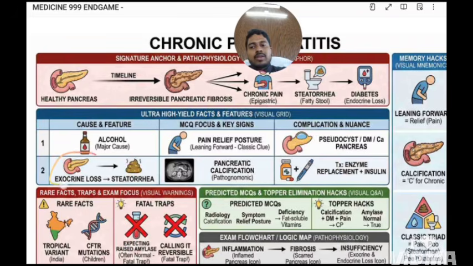Okay, now because of exocrine damage, what will happen? Fat digestion doesn't happen, and that's why we have steatorrhea. What is the investigation of choice? It is CT. Okay, CECT, contrast enhanced CT, where we'll see pancreatic calcifications also. Pancreatic calcifications are a hallmark of chronic pancreatitis. So what is the therapy? Simple. Whatever pancreatic enzymes are not produced, you will replace with pancreatic enzymes, and second you will give insulin.